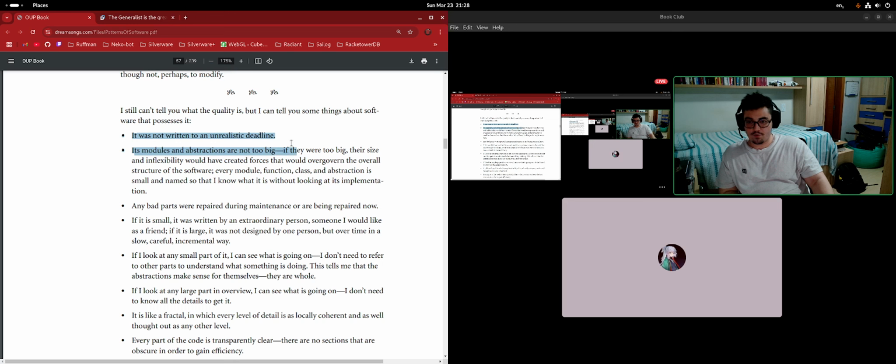It was not written to an unrealistic deadline. Its modules and abstractions are not too big. If they were too big, their size and inflexibility would create forces that over-govern the overall structure. Every module, function, class, and abstraction is small and named so that I know what it is without looking at its implementation. Any bad parts were repaired during maintenance or are being repaired now.